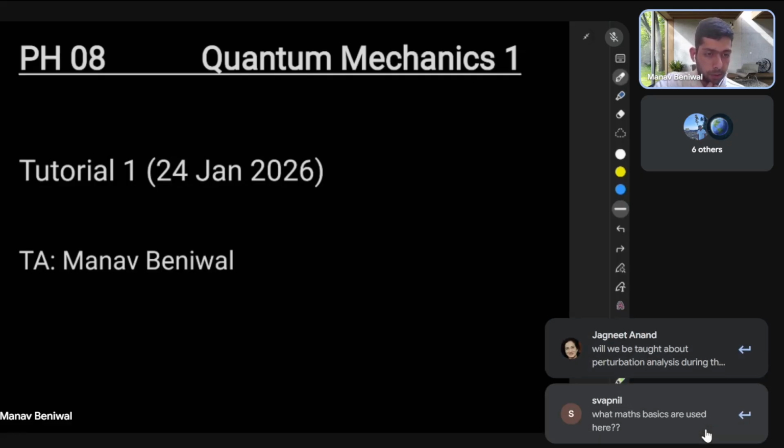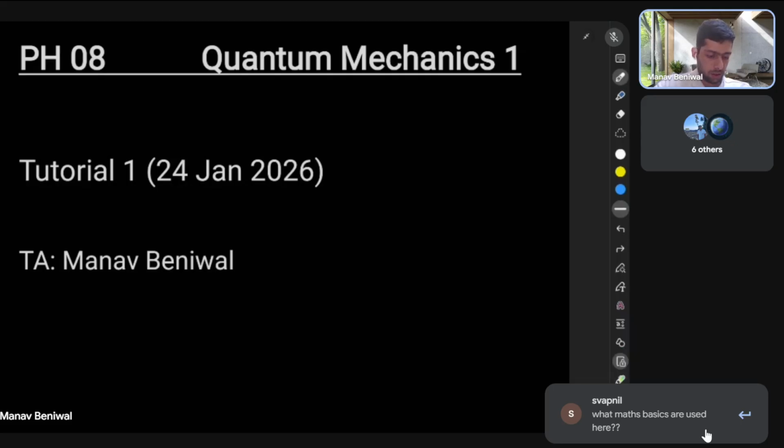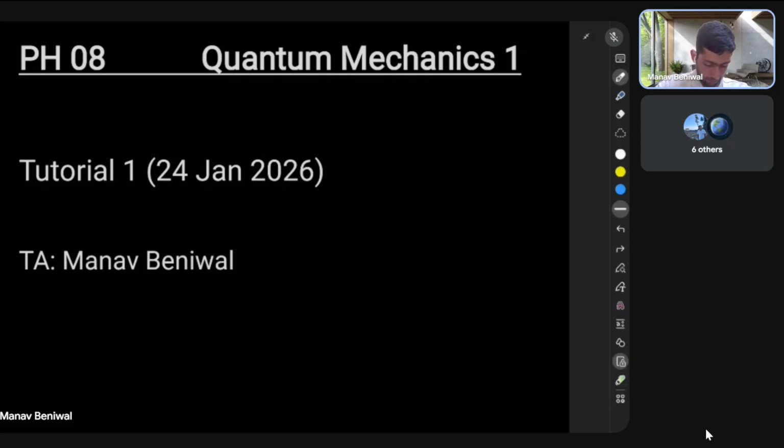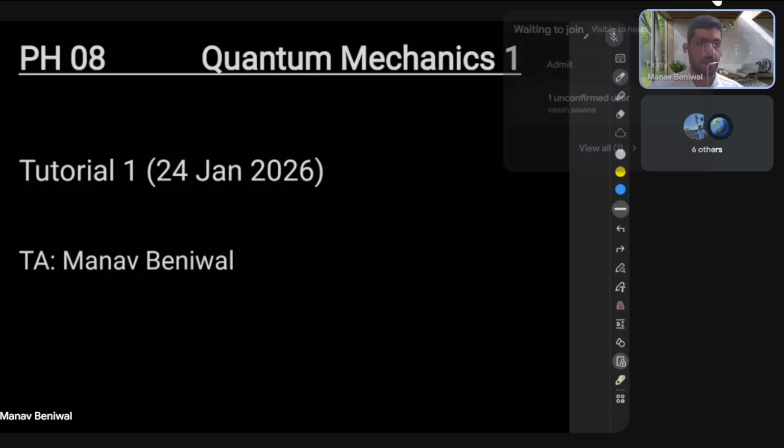Will we talk about perturbation analysis? Okay, give me a second. Okay, so let me just briefly summarize the syllabus for you. So we will have some simple potentials, right? Particle in a box, harmonic oscillators, bound states. Then we will have one-dimensional bound states. So this will be done in week 2.